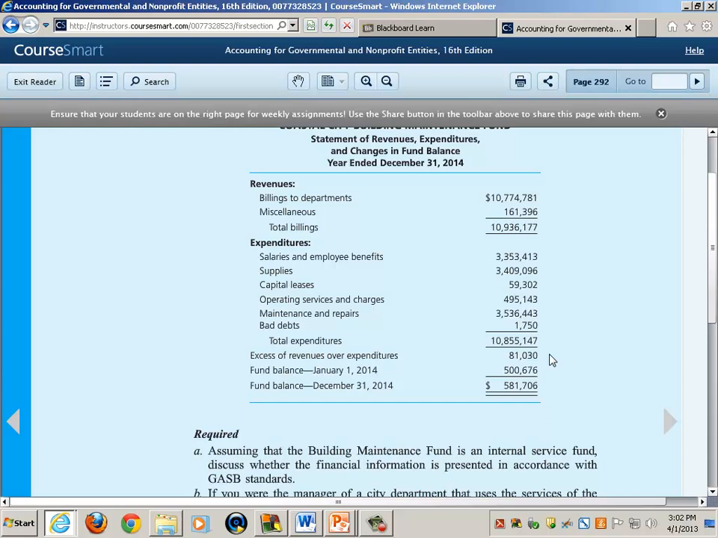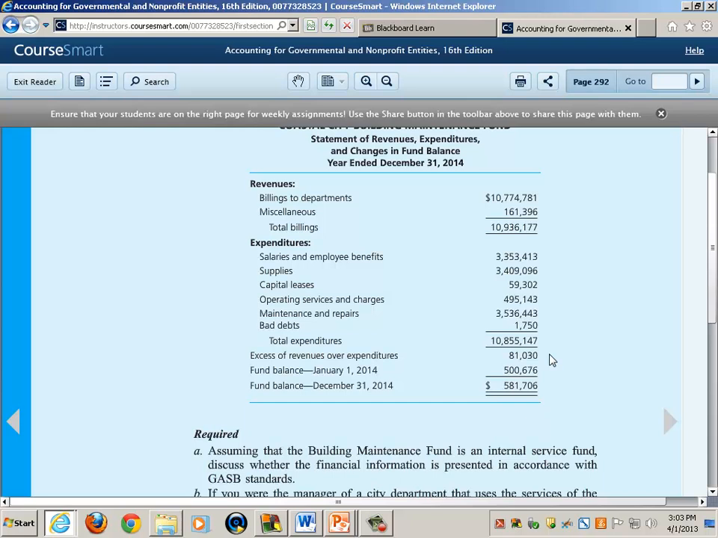42, with regard to depreciation of general capital assets, which of the following statements is correct? The answer is C. No depreciation can be recorded in any governmental fund, but depreciation expense must be recorded in the governmental activities account. Okay? We can't record depreciation in governmental funds.